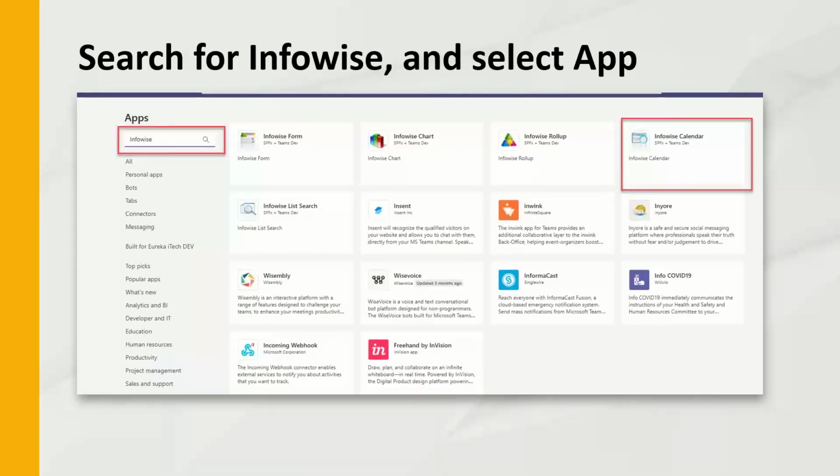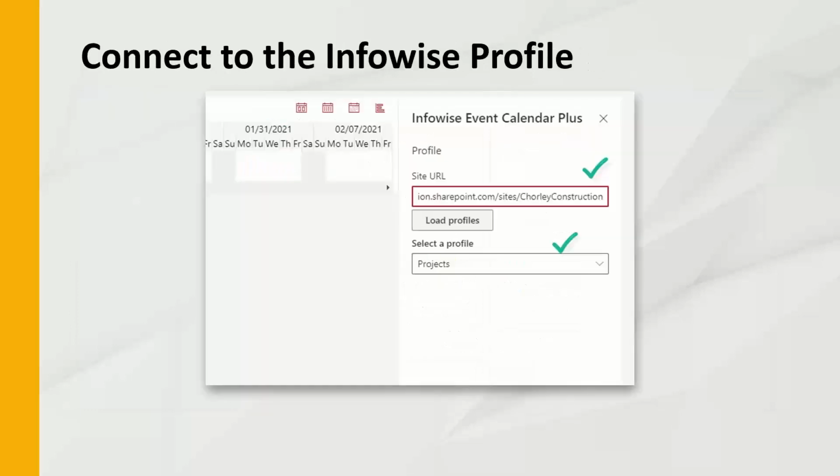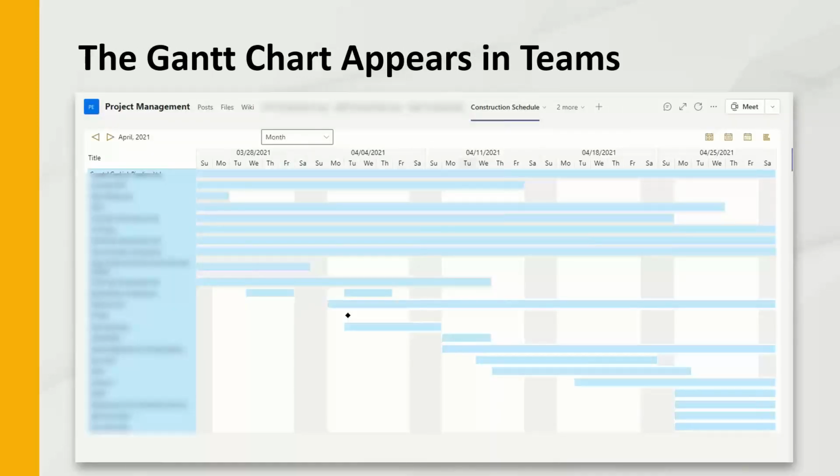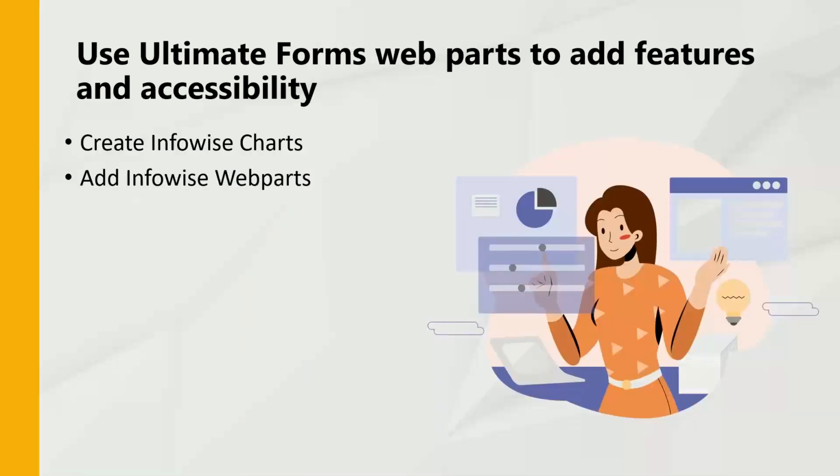So here's how you, for example, add a new tab for Infowise Calendar. In this case, you search for Infowise, you pick Infowise Calendar, you add it to the team, you connect it to SharePoint, you select what profile you want to show, and voila, you have that tab already created within Teams that shows the calendar or the Gantt chart of the projects right on there. So quite simple to do. I was quite pleased to see that a tool like this was so easy to deploy and so rich in the interface. It works on mobile devices as well. So to me, that was a huge plus that I can actually deploy this on mobile devices.